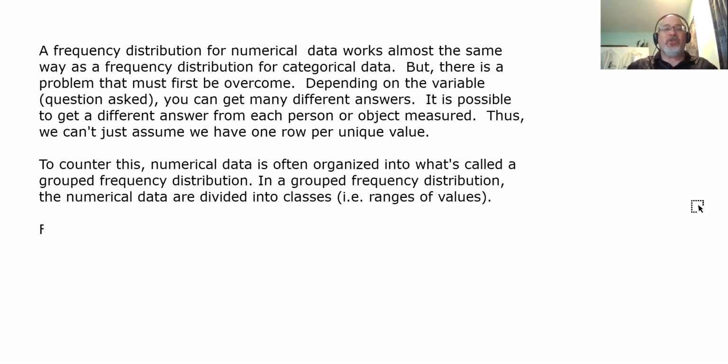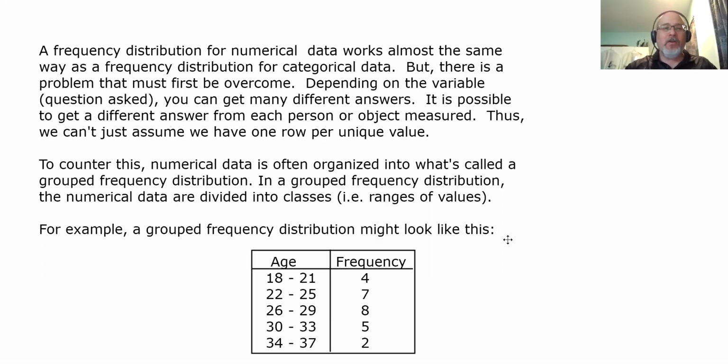To counter this, numerical data is often organized into what's called a grouped frequency distribution. In a grouped frequency distribution, the numerical data are divided into classes, in other words, ranges of values. For example, a grouped frequency distribution might look like this.